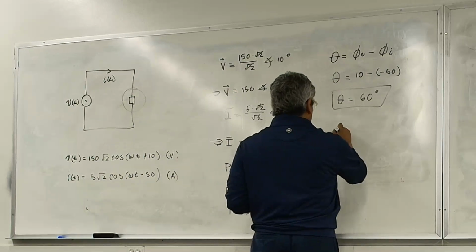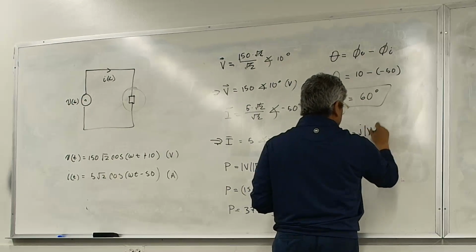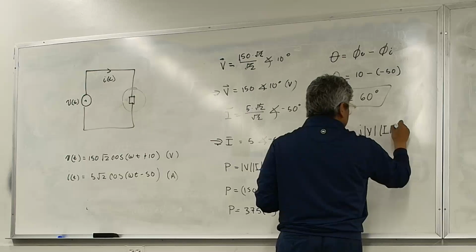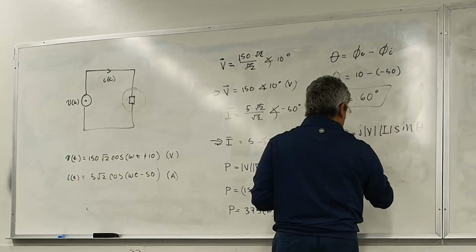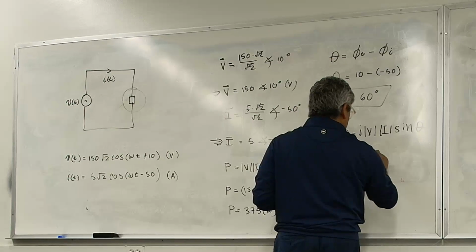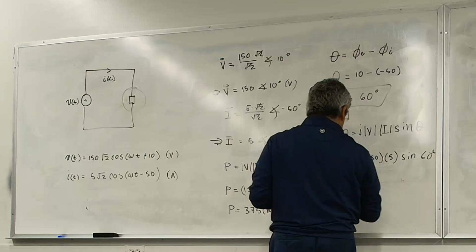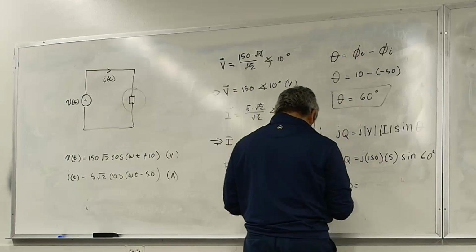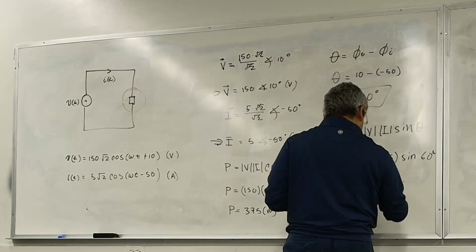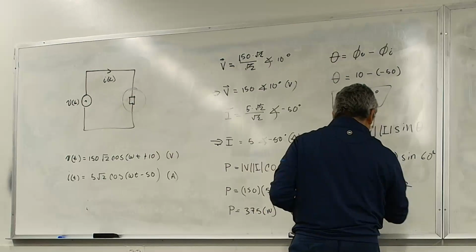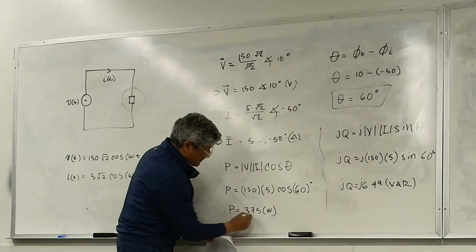Q, I can put J. JQ is equal to J times V magnitude times I magnitude, again times sine of theta. So JQ is equal to J times 150 times 5 sine of 60 degrees. So JQ is equal to 649 vars. Sorry, vars, positive.